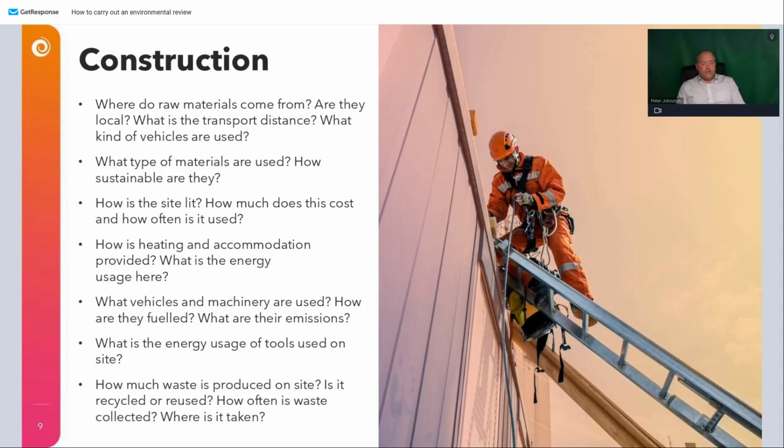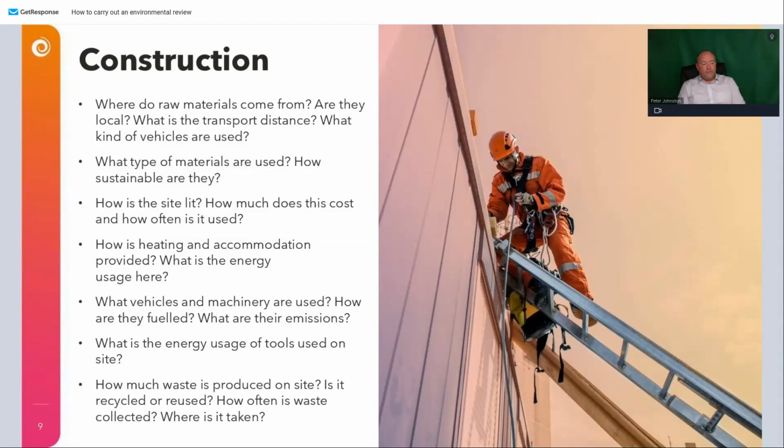So if you're in the construction industry, whether you're a house builder, whether you build roads, whether you do sewers, any form of construction industry, what kind of things might you be considering within your environmental review? Well, you need to consider where your raw materials are coming from. Are they local? Was that delivered 2-3 miles from down the road? Or did it come on an overnight shipment from 250 miles away?